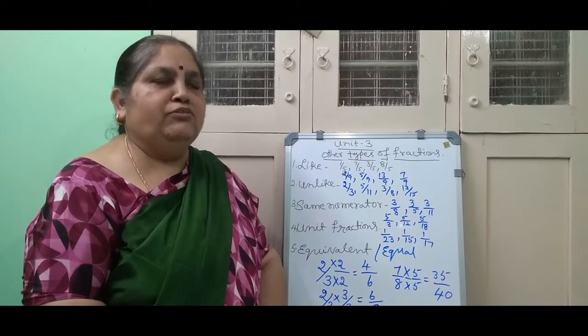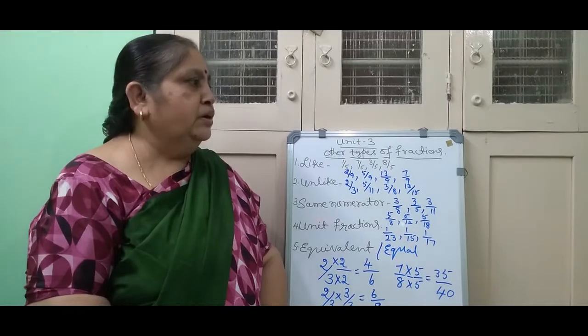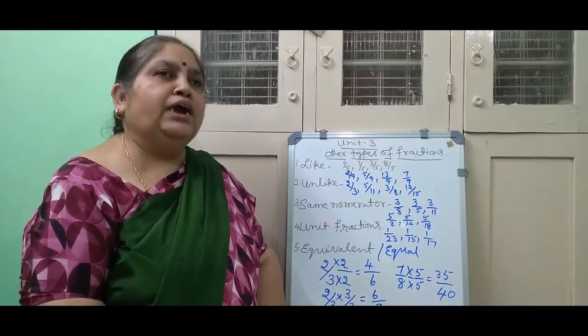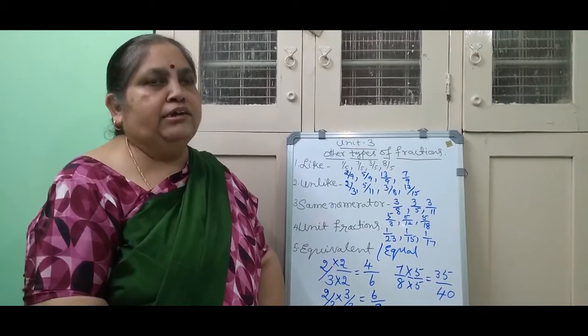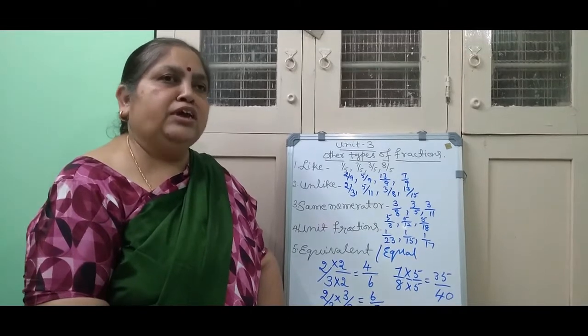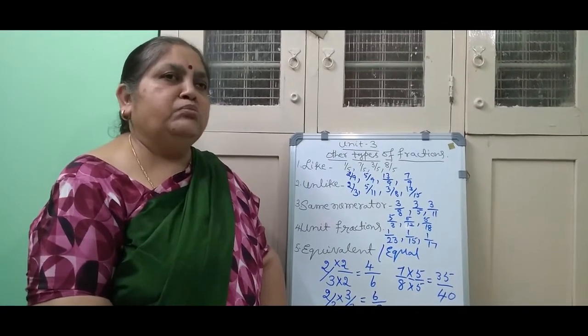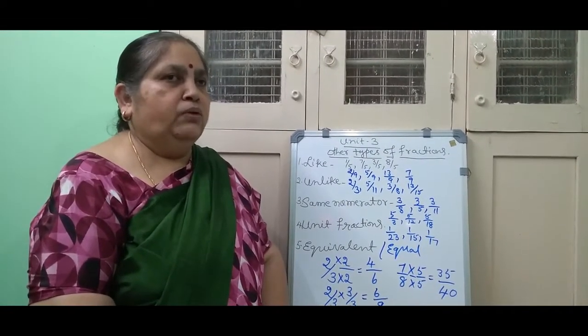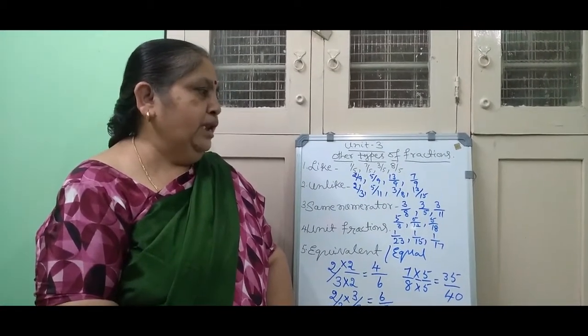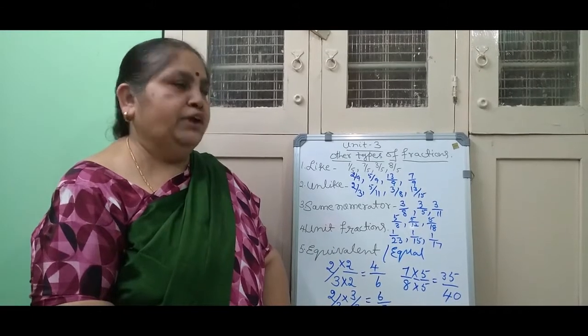Welcome to Universal Blogs. In our last unit, that is unit 2, I mentioned the types of fractions. The three major types of fractions are proper fraction, improper fraction and mixed fraction. Now here in this unit 3, I am going to tell you about the other types of fractions.